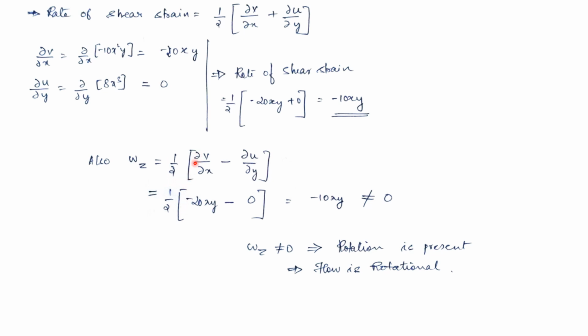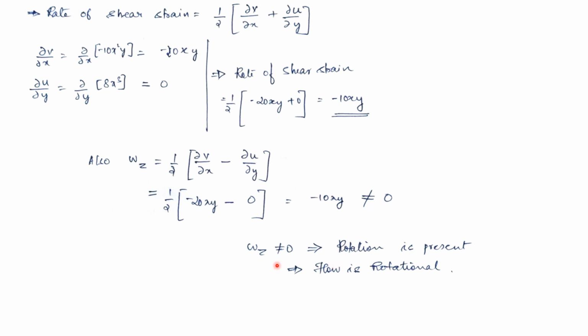So dou v by dou x we already know, minus 20xy, and dou u by dou y is equal to 0. So half of minus 20xy, that is minus 10xy. So you're getting a variable term, a value for wz. It's not equal to 0. If wz is not equal to 0, that's a simple case of rotation. That means the flow is rotational.